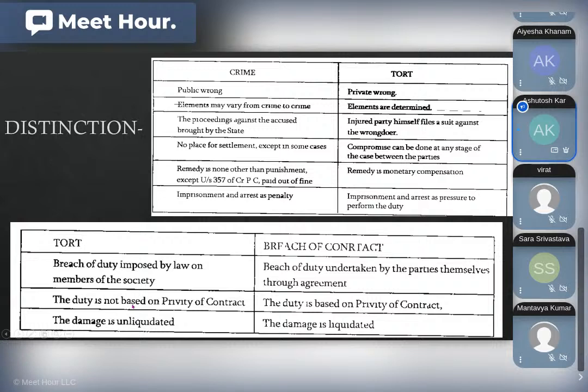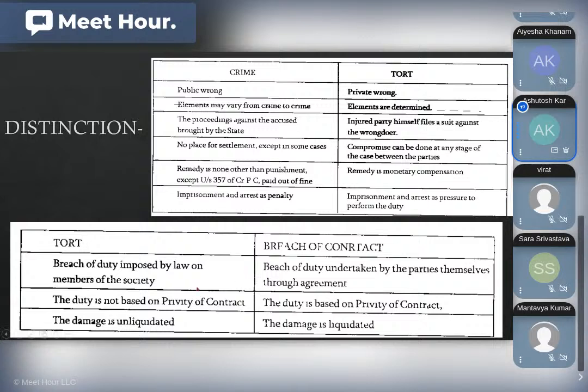The duty is not based upon privity of contract. The duty is based on privity of contract. If you attended the previous classes, you would already be familiar with this principle. What is a privity of contract? It means that जो दो parties contract के parties हैं, उनके बीच ही केस फाइल किया जा सकता है. कोई थर्ड पार्टी आके फाइल नहीं कर सकता केस उनके बीच.